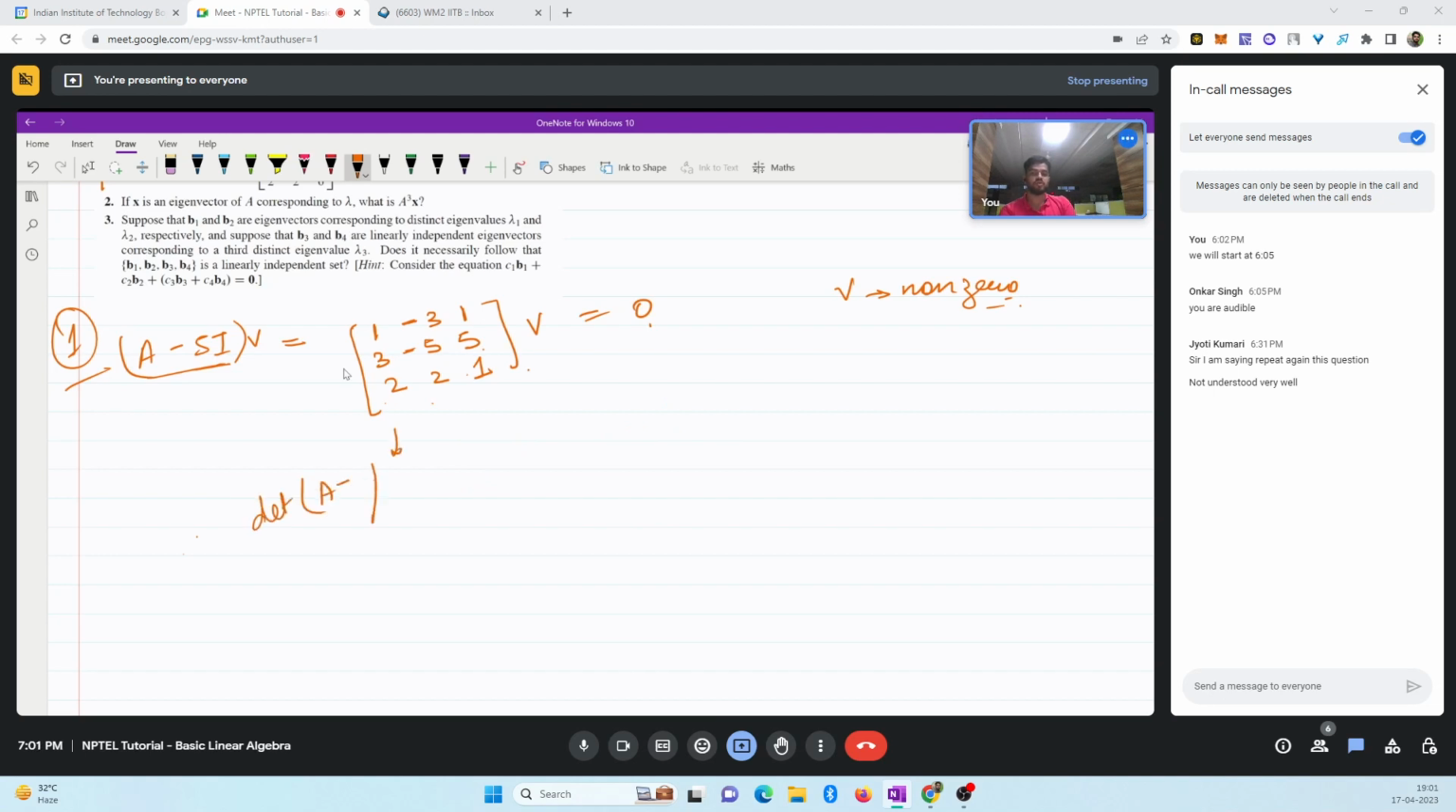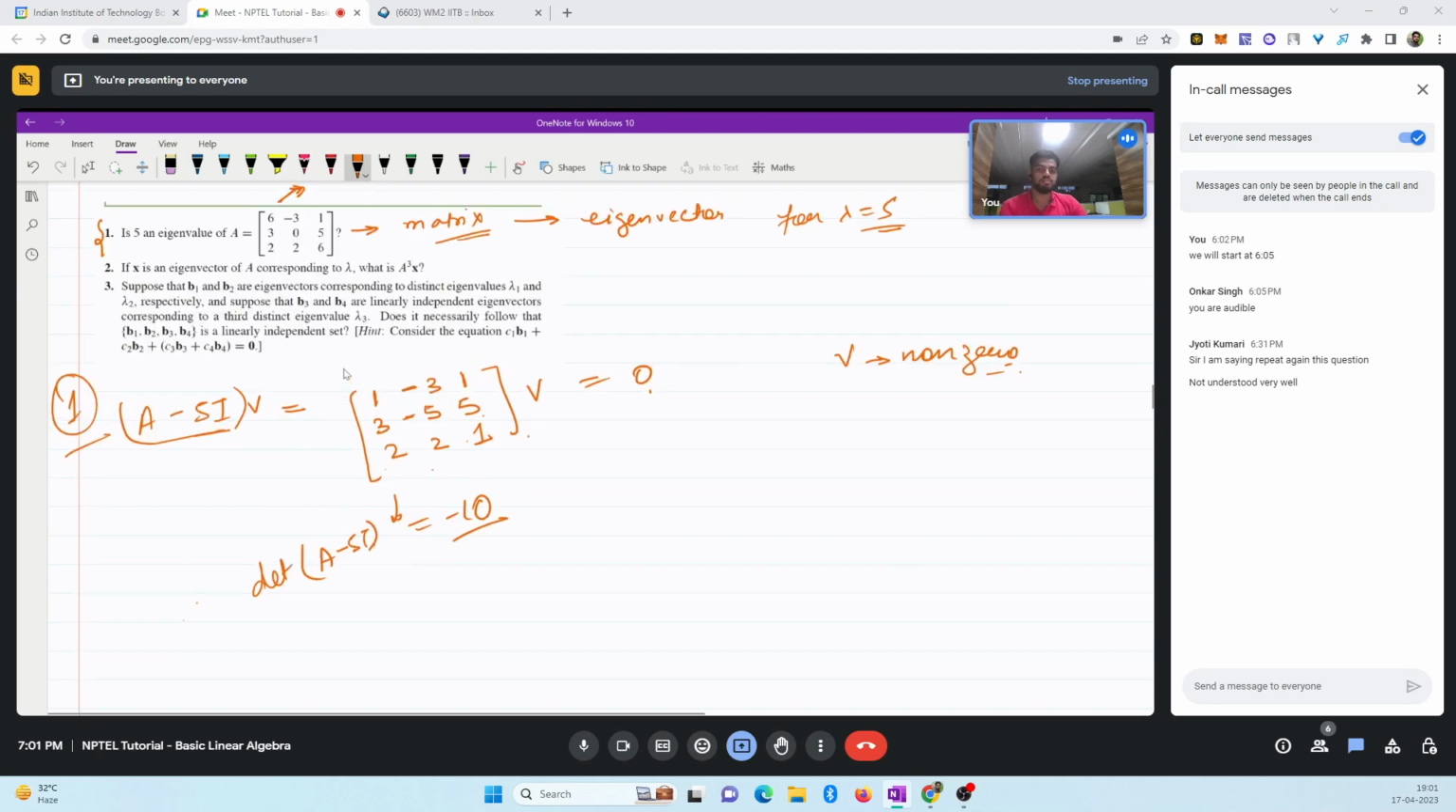What is the determinant of A minus 5I that you got? Minus 10. Okay, I'll sort of believe that you got minus 10. So if you get this determinant to be non-zero, then that lambda is not an eigenvalue. Okay, we'll go to the second question.